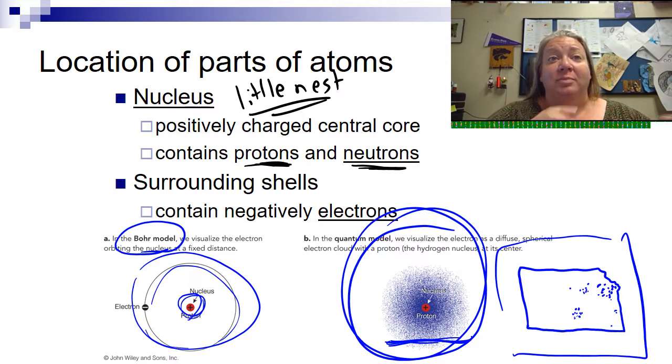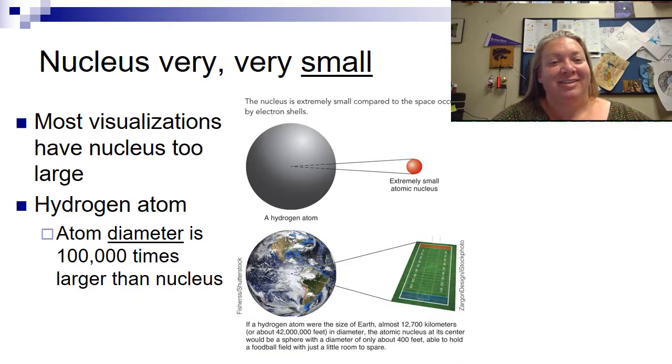They're most likely to be around the nucleus, and then as you go out, they get a little bit more sparse. But there are certain places they like to be and certain places they don't like to be. That's the quantum model, and we'll see a little bit more about that here in a little bit. All right, on to the next slide.